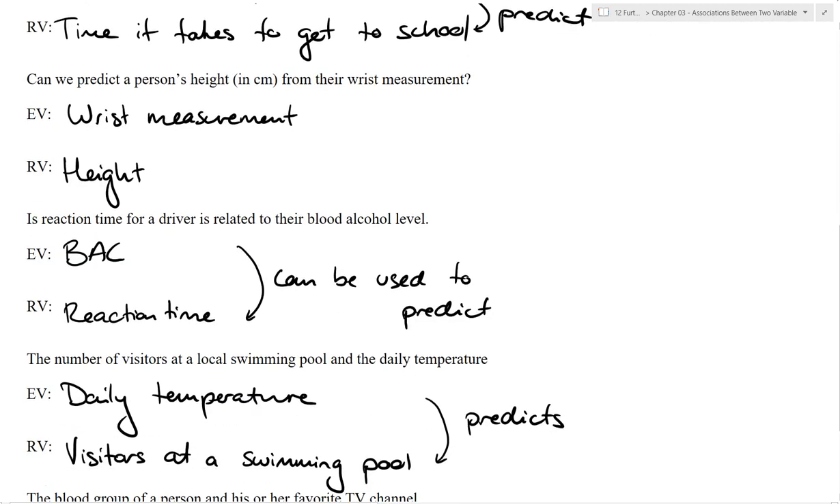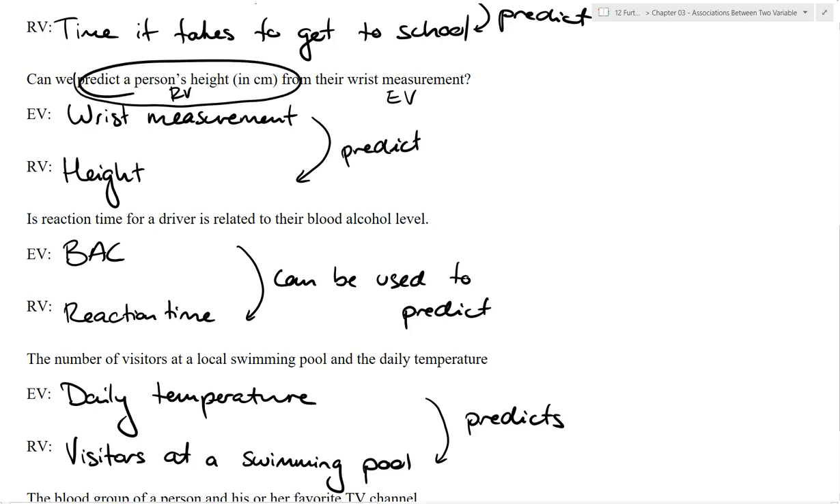Can we predict a person's height from their wrist measurement? If we're trying to predict a person's height, that's going to be our response variable. Anything that you're trying to predict in the long run is your response variable every single time. That's got to be RV. What you're predicting from is your EV, what explains that height. So in this case, wrist measurement is going to predict height. In some cases, it could work the other way around. We could also try and predict your wrist measurement from your height. That's sensible, but in this particular case, we're trying to predict your height. If you're trying to predict height, it automatically becomes your response variable.